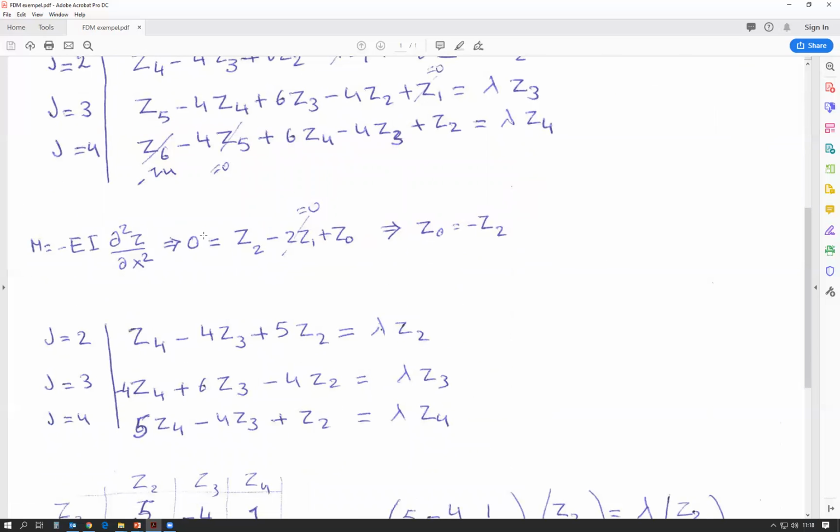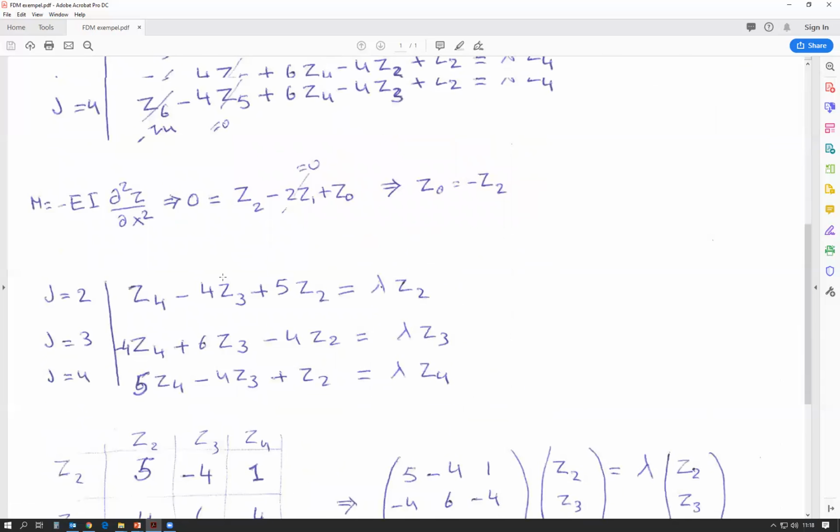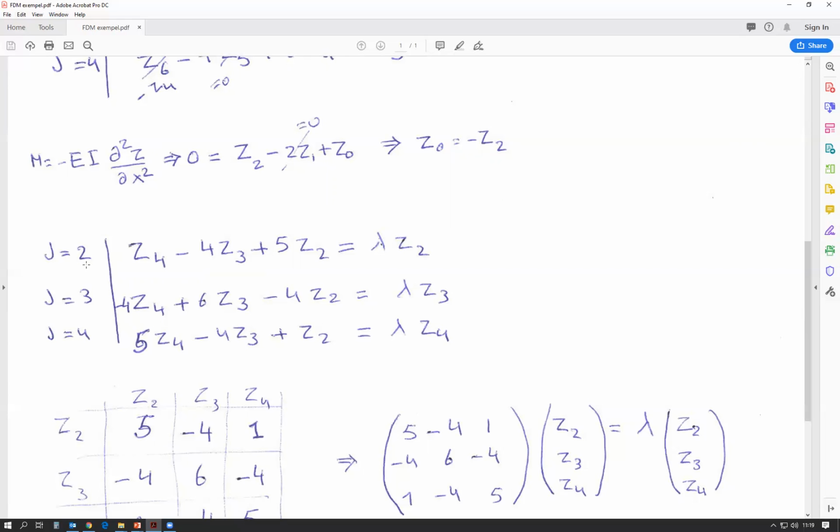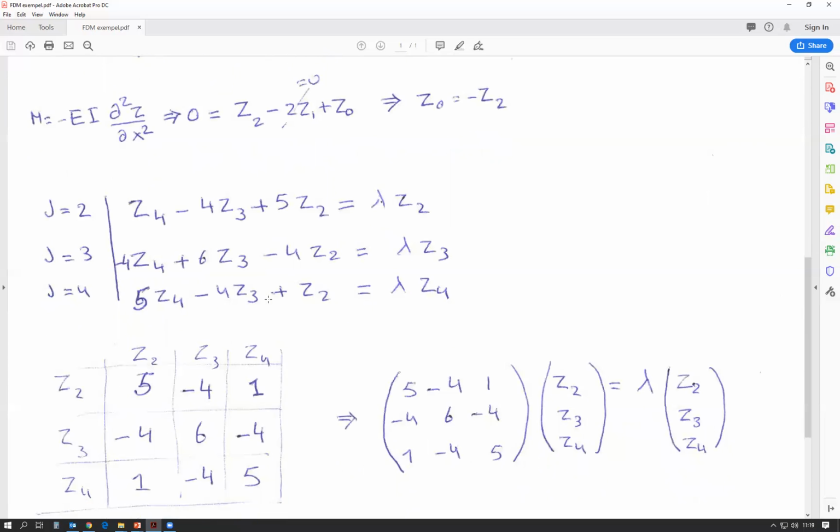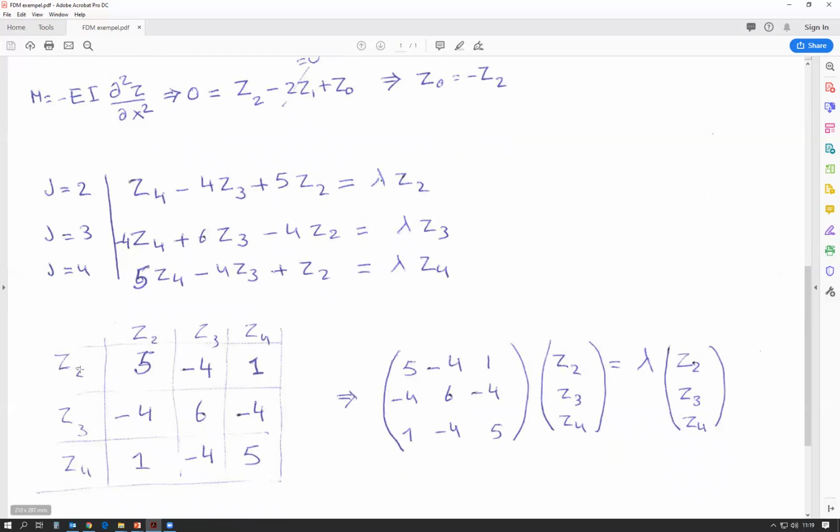Yeah, so this is what we saw before, how we get the relation between what's inside and what's outside for the simply supported. So now, considering these, we can simplify the 3 equations for the internal points on the beam to this. And this we can write in a matrix form. This is Z2, Z3, Z4. So 1 Z4, minus 4 Z3, plus 5 Z2.